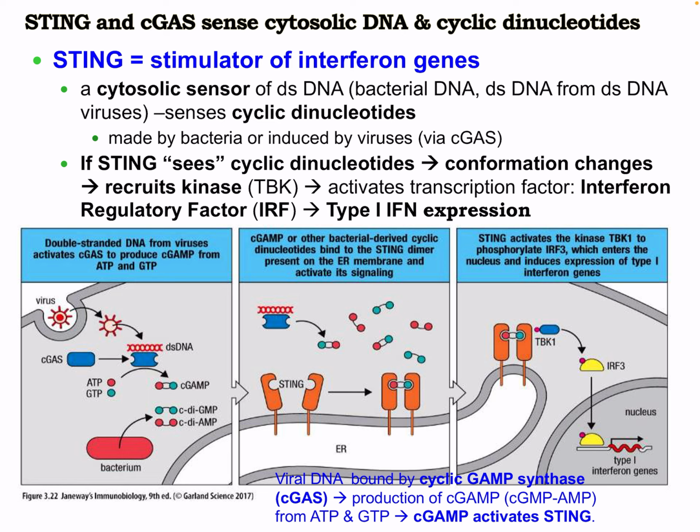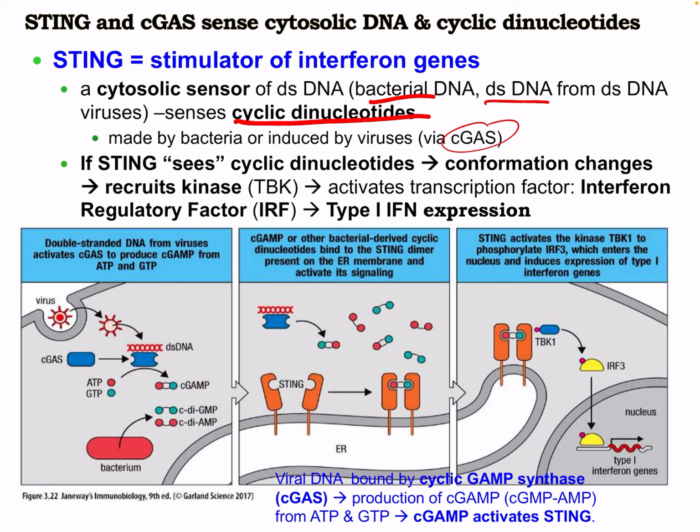So now we can look at STING and cGAS, which sense cytosolic DNA and cytosolic dinucleotides. STING, known as stimulator of interferon genes, is a cytosolic sensor of double-stranded DNA, looks at bacterial DNA, double-stranded DNA from double-stranded viruses. These sense cytosolic dinucleotides. These are made by bacteria or induced by viruses via cGAS.